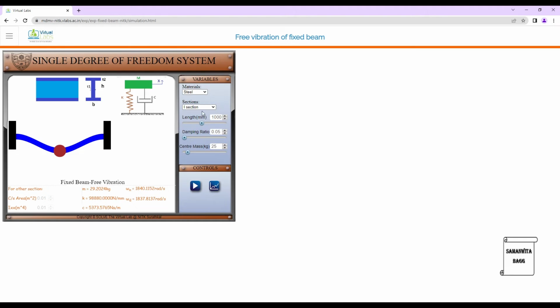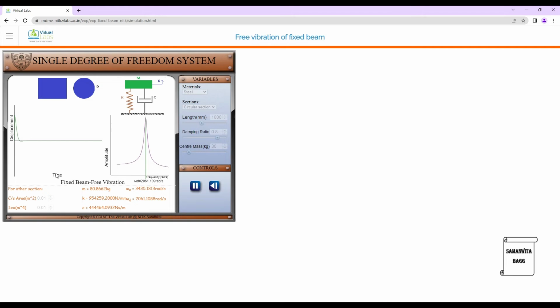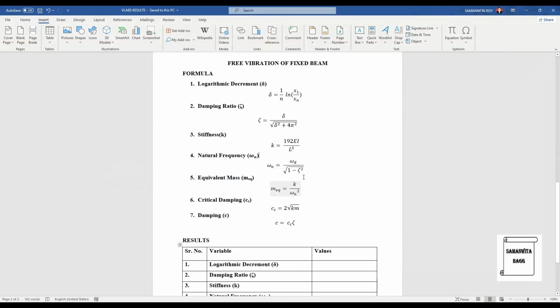Just refresh the page. As you can run it only once, let me make this 30 kg. So the values have been set. This is the graph and these are the values given to us. You can cross check these values by using these formulas.